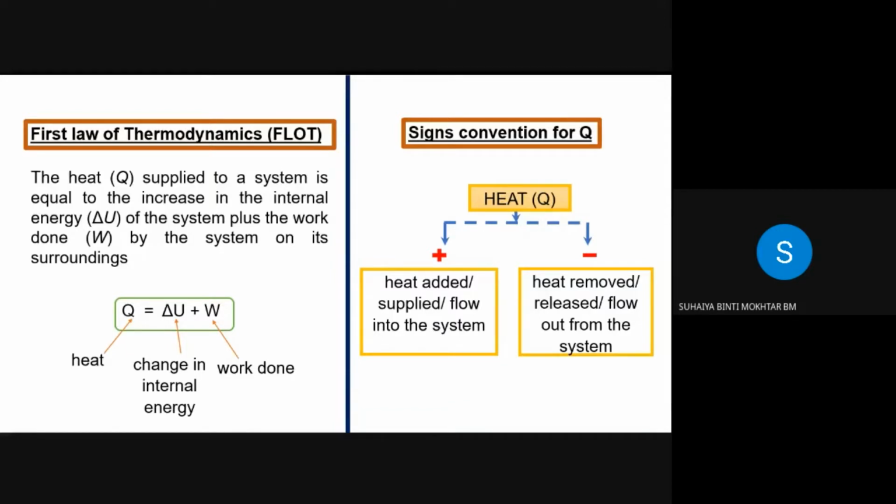For Q, we have positive, negative, and zero values, right? Positive Q means heat is added, supplied, or flows into the system. Negative Q means that heat is removed, released, or flows out from the system. And Q equals 0 means no heat is transferred. Q equals 0 is the case for adiabatic, right? For the adiabatic case, Q equals 0.